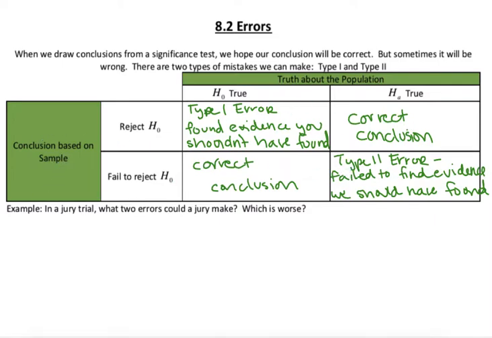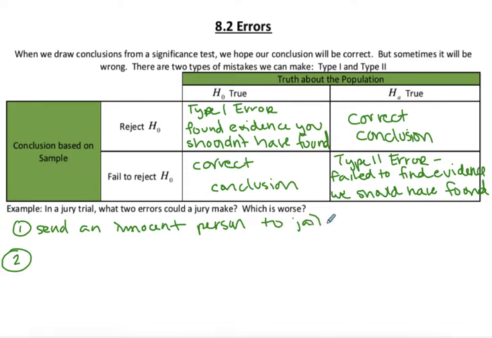So for example, the two errors that we could make in a jury trial would be to send an innocent person to jail, okay, so that would be like Stephen Avery, that's our type 1. And the other error that we could make is a guilty person goes free.